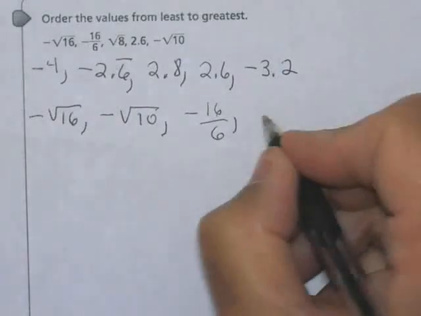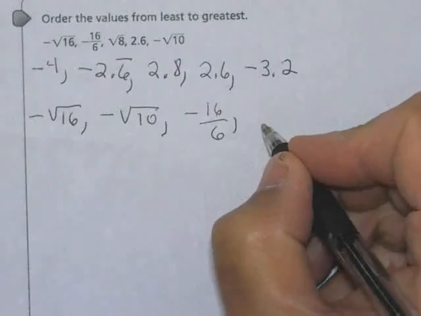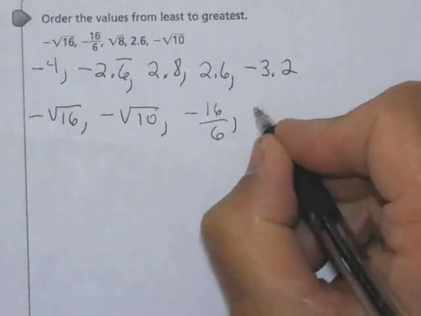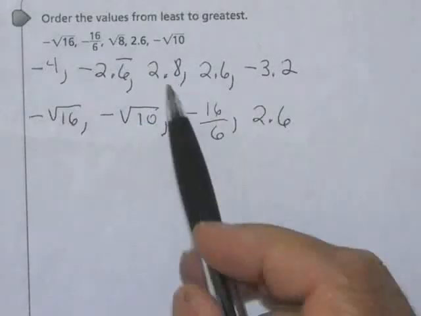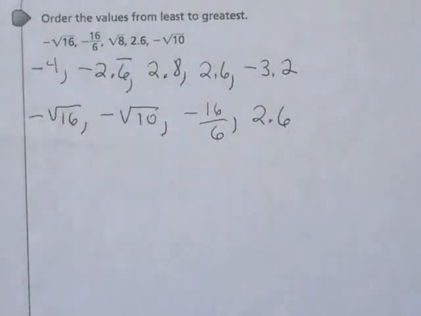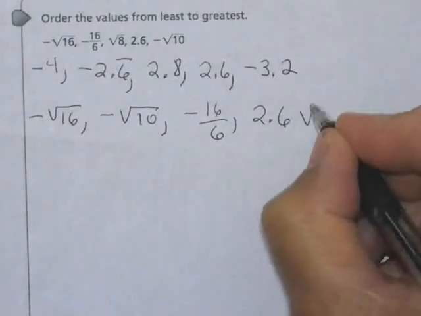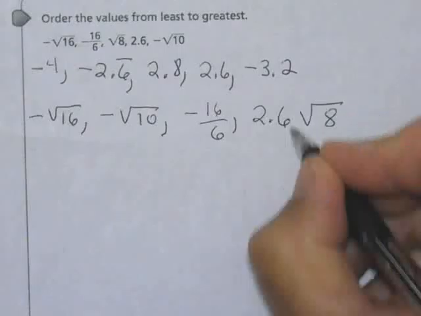So we have 2.6 as our next one. And then we have 2.8, and 2.8, of course, was the square root of 8. All right, put some commas in there.